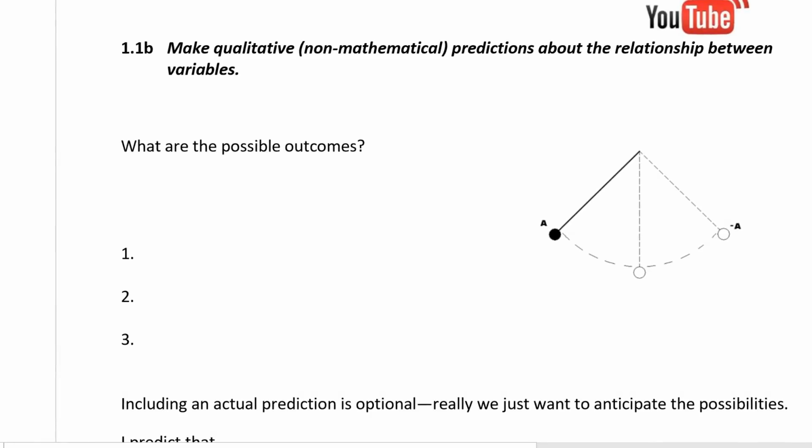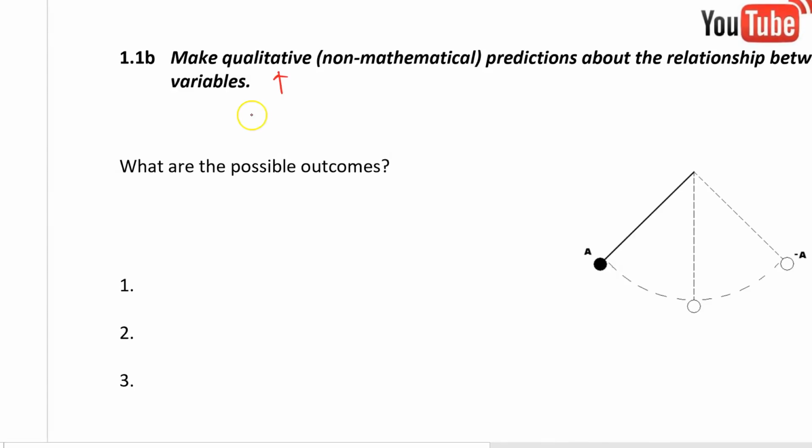So I guess first of all, what does that word qualitative mean? Qualitative is a fancy word that just means we're talking about words, and often it's contrasted with the word quantitative. So something could be qualitative, which means a prediction in words, or it could be quantitative, which would mean involving numbers. So in the title, when I'm saying make qualitative non-mathematical, mathematical clearly means quantitative, using numbers.